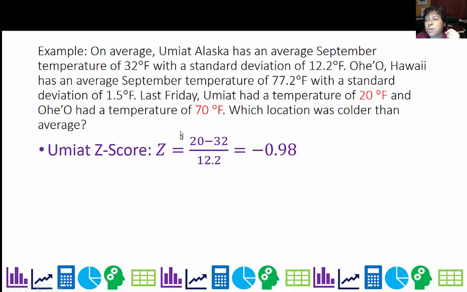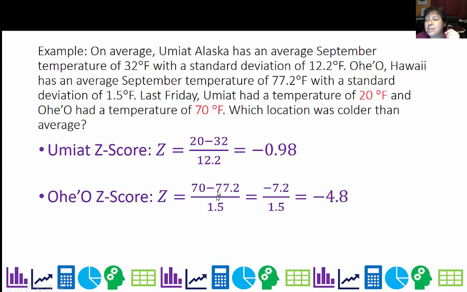So to do the Z-score, 20 minus 32 divided by 12.2 is negative 0.98. In Hawaii, 70 minus 77.2, that's negative 7.2 below average, and divided by 1.5 actually has a much lower Z-score. So Hawaii was colder than average.